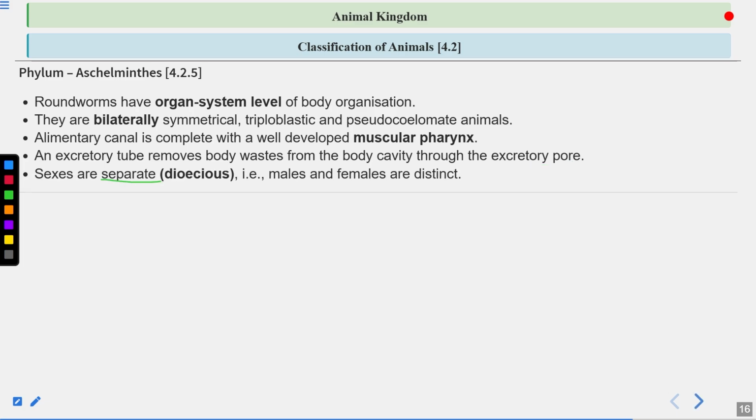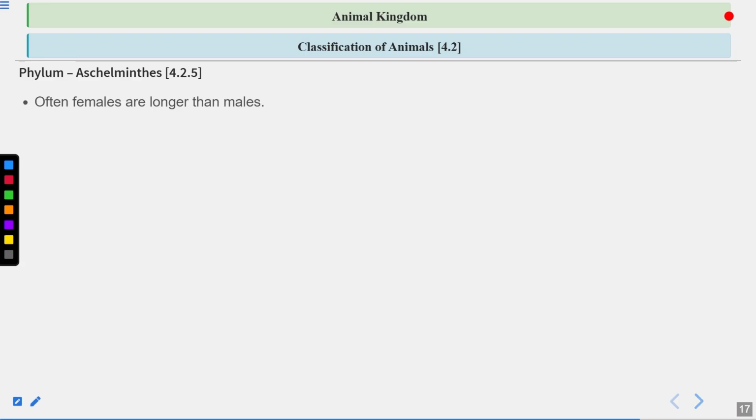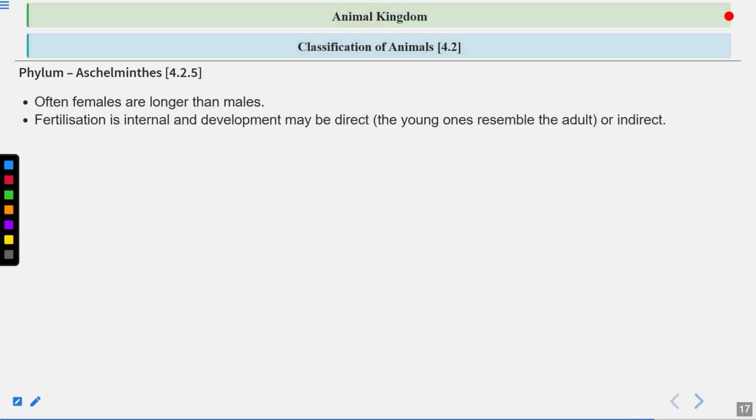They have a pore-like structure through which all the waste materials are removed from the body. Sexes are separate. Here you can see, for the first time, they have two distinct separate sexes, male and female. Dioecious. Often females are longer than males. Fertilization is internal and development may be direct, because the young one totally resembles the adult. In some worms, indirect development is also seen because they have a larval stage.